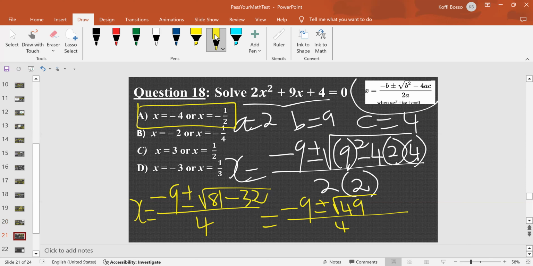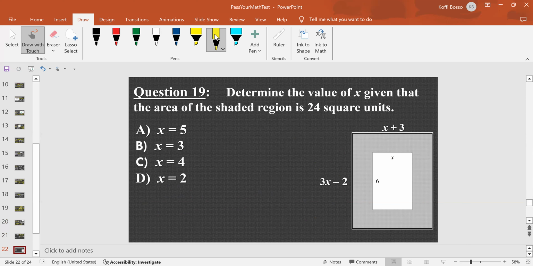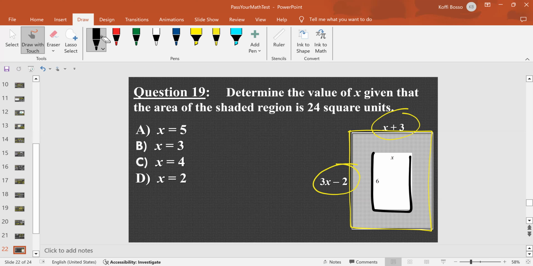For question 19, we have two rectangles. Wow. Okay, so understand that this is one rectangle, and the dimension of what? x plus 3 here, and here we have 3x minus 2. So the width is x plus 3, the length 3x minus 2. Inside, we have another rectangle. We have x here, and we have a 6 here.